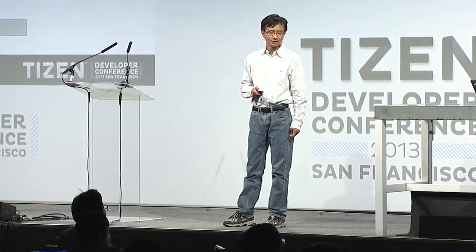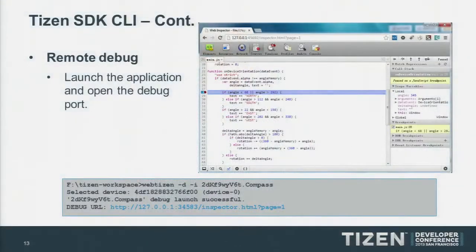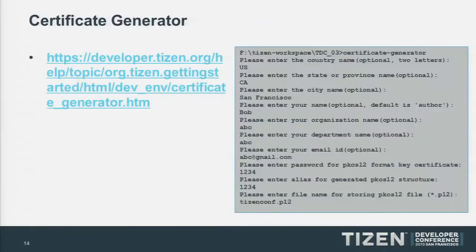So after designing and packaging, you need to install it on a real device to have a try, and maybe uninstall it. Then you will want to do remote debugging. So you can launch the application and open the debug port, and then you can open the Chrome DevTools to remotely debug your application, which is running on the device. So that is the command line interface introduction.